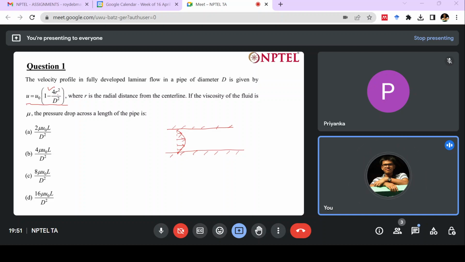As you can see, if you put r equal to 0, we will have the maximum velocity, and as r increases, the velocity keeps on decreasing till r is d by 2, which is the radius. So when r is d by 2, the velocity is 0. And in this case, u0 corresponds to the center line velocity. It is a scale for the magnitude of velocity in this pipe, and this magnitude will depend on the pressure drop applied. So now this is given, and we need to find the pressure drop.